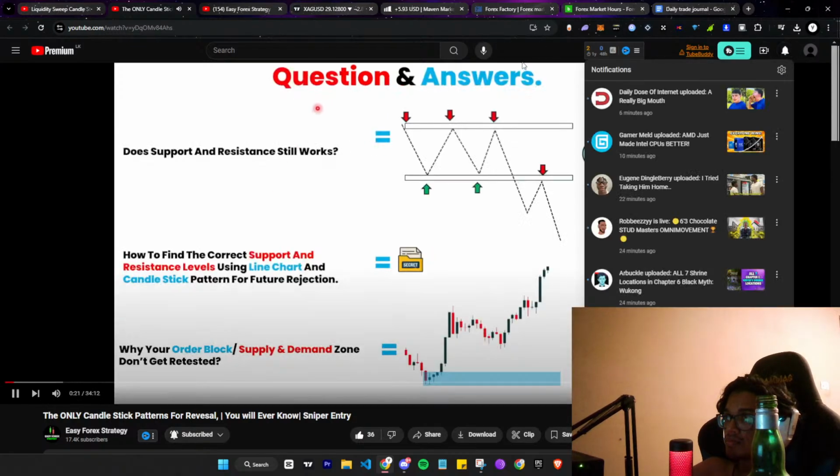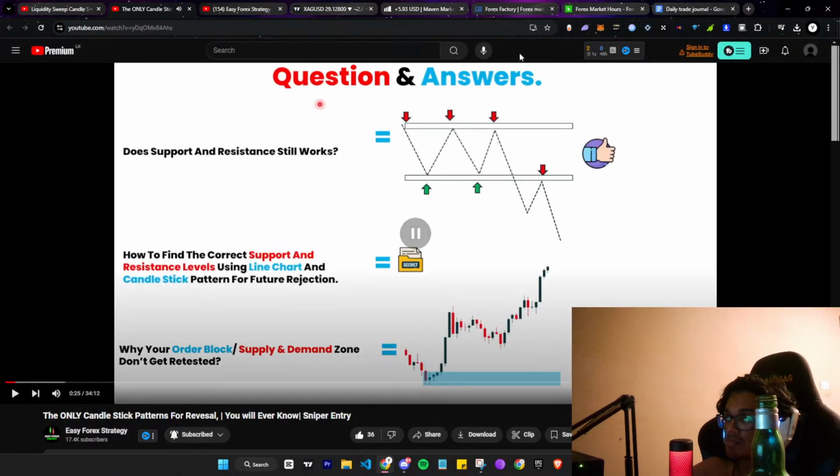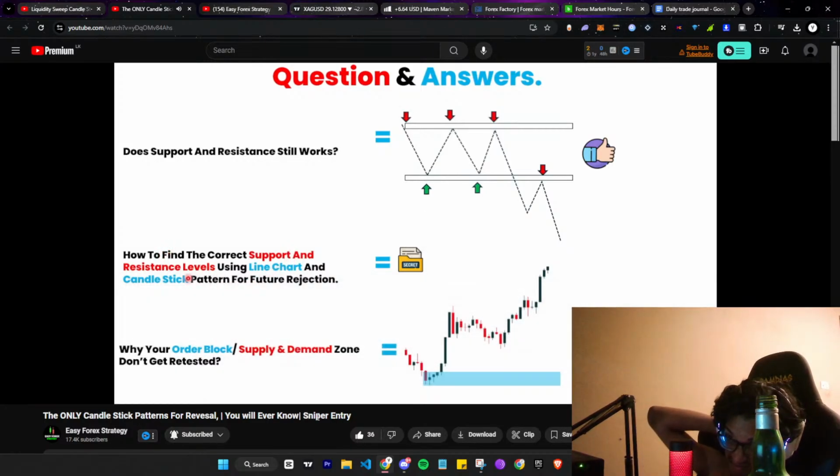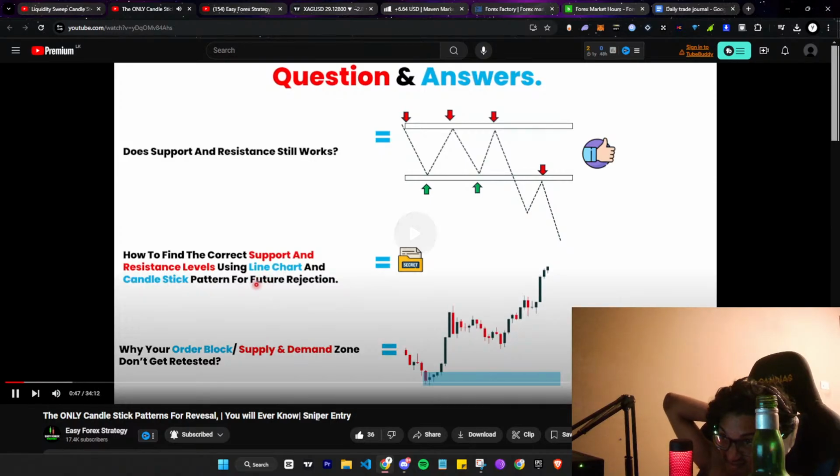Before we begin, let's answer some few questions that you might at least answer yourself. If you already know, you can listen. So does support and resistance still work in the market? Yes, it does, but the areas around these tops won't be as accurate as you see in this illustration. Another thing is how to find the correct support and resistance levels using a line chart or a candlestick pattern. But in this video, we're going to cover the candlestick pattern so that we can predict the future rejection in price action.